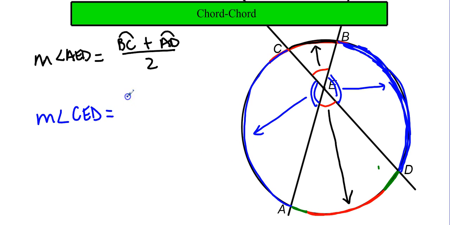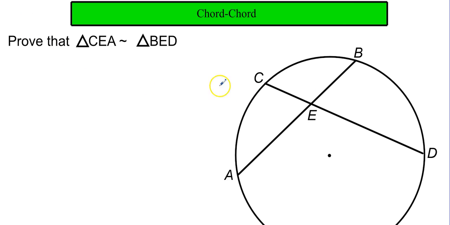Alright, so we've got arc AC and arc BD. If we add those up and divide by 2, or take the average of those two arc measures, then that'll give us our angle measure that projects to them. All right, so the next thing we want to investigate is what happens to segment measures here.